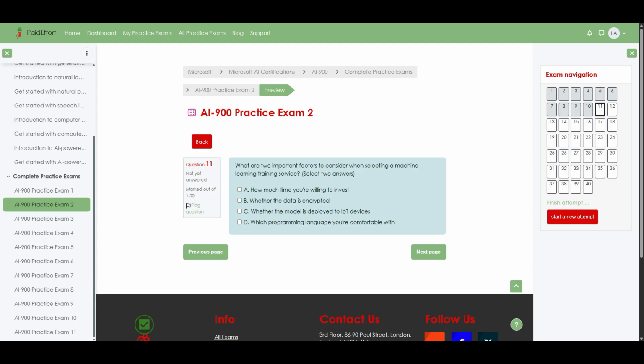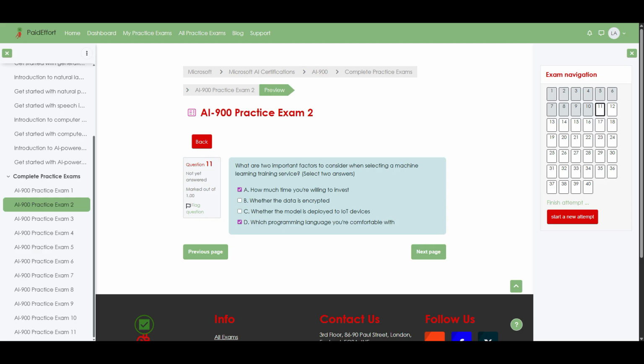C, whether the model is deployed to IoT devices. D, which programming language you're comfortable with. The correct answers are A, how much time you're willing to invest, and D, which programming language you're comfortable with. Let's walk through the reasoning behind these selections.